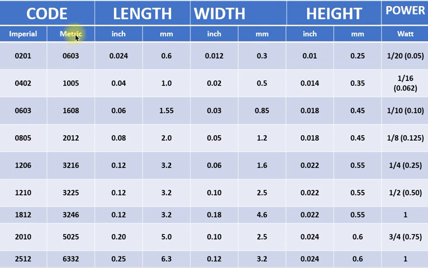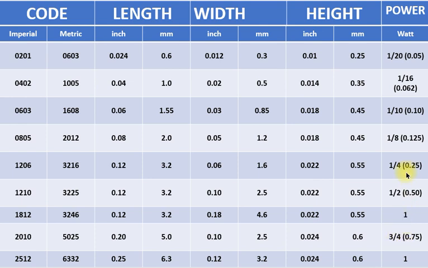So this is metric and this is imperial. In India, this imperial code is used, and in the USA also this code is used, but some other countries also use imperial terminology, while some other countries use metric terminology. So these are the packages, these are the length and size, and these are the wattage.